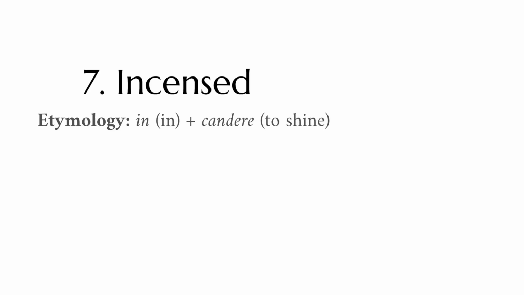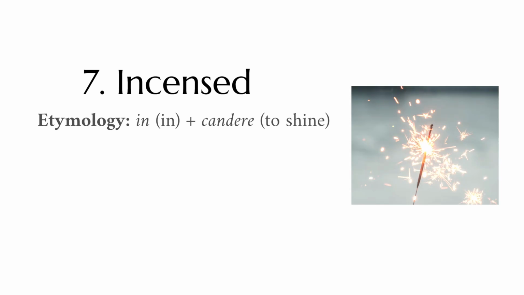Number 7 is incensed, which comes from in, meaning in, plus candere, which means to shine. So it could also mean to be on fire, which is very related to the meaning in this picture here of a sparkler. And the definition is very angry and enraged.